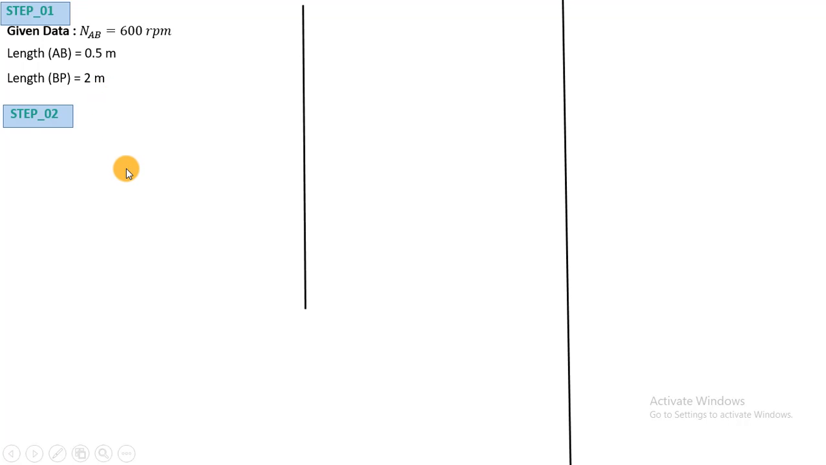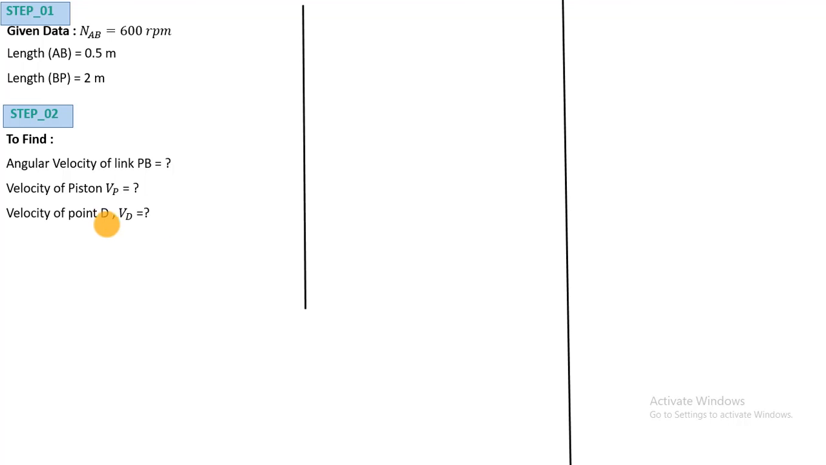So in step 2, we have to put down the things which we have to calculate. We are asked to calculate the angular velocity of the link PB, then the velocity of the piston, which is Vp, then the velocity of the point D, which is on the connecting rod at a distance of 0.5 meter from B. The next one is we have to find the acceleration of point D, again on the connecting rod at a distance of 0.5 meter. And finally, we have to find the angular acceleration of the connecting rod. So these are the things we have to find.